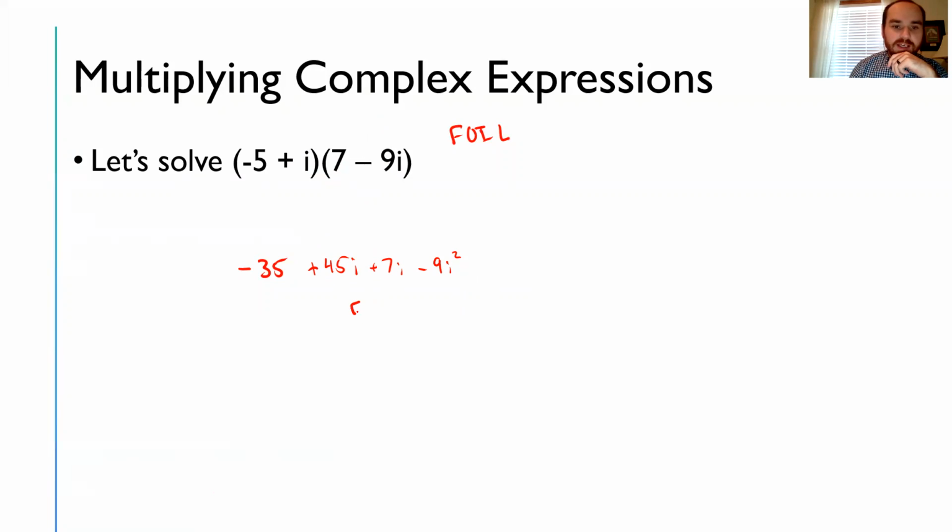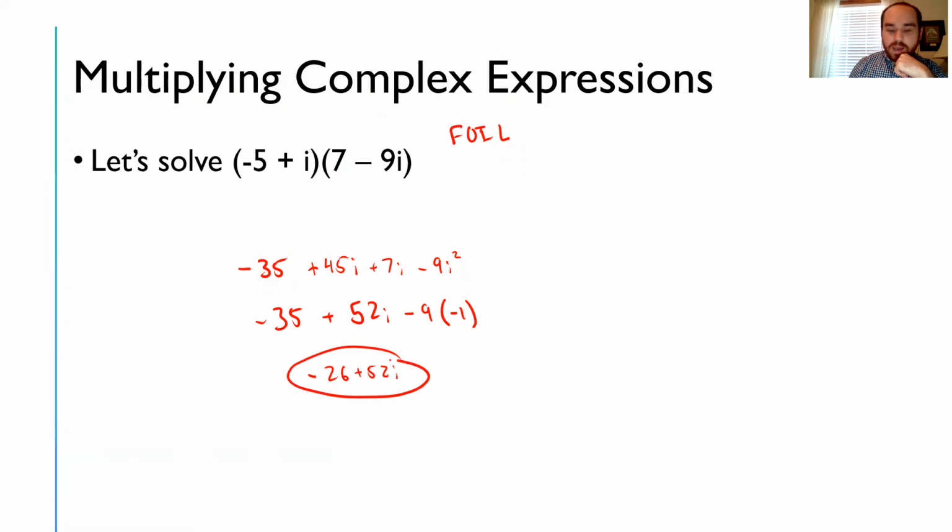Now we can simplify a little bit. 45I plus 7I is 52I. Here, we'll keep this -35 plus 52I. And then we got -9 times I squared is equal to -1. So we have -9 times -1. That's plus 9. -35 plus 9 is -26 plus 52I. And that should be our answer for that one.